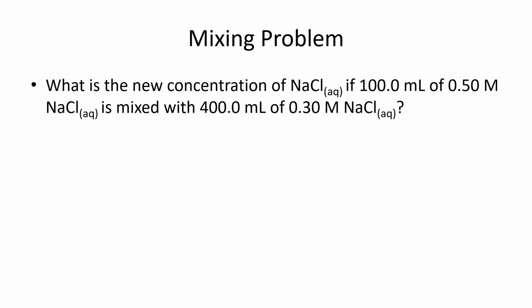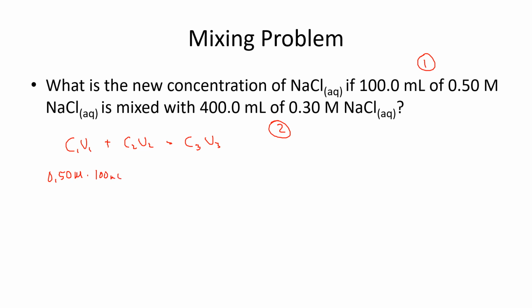Okay, let's see if we can use it to solve this little problem here. What is the new concentration of sodium chloride if this solution is mixed with that solution? We got the 1 here and we got the 2 here. So C1V1 plus C2V2 equals C3V3. All right, so C1 and V1, concentration is 0.50 moles per liter. The volume is 100 milliliters.